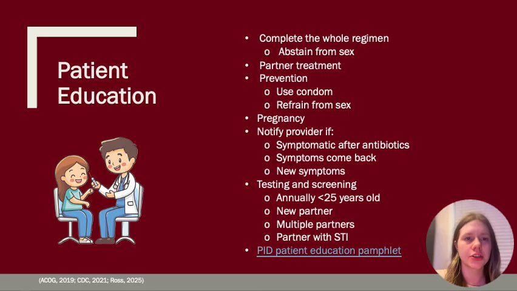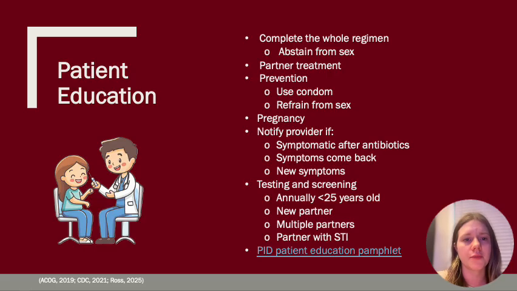So here is some patient education. We want to educate the patient on the importance of completing the whole antibiotic regimen, even if they are feeling better, to avoid resistance and recurrence of infection. We want them abstaining from intercourse until they and their partner finish the whole entire course of antibiotic treatment, because we do not want them to share the disease back and forth.